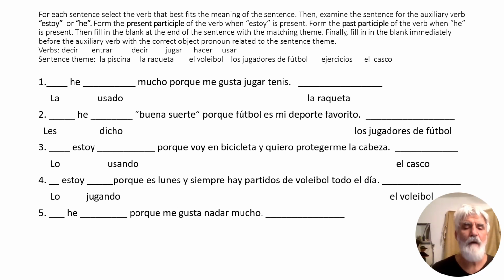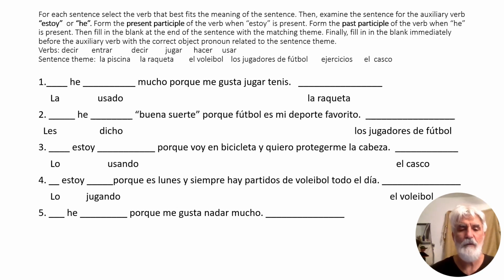So we know now we're using A. We have to put the past participle of whatever verb we choose. A blank porque me gusta nadar mucho. So I have done something because I like to swim a lot. Well, first of all, if I like to swim a lot, what might be the theme up in here? La piscina, the pool.